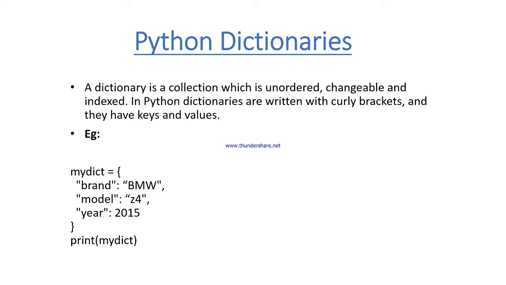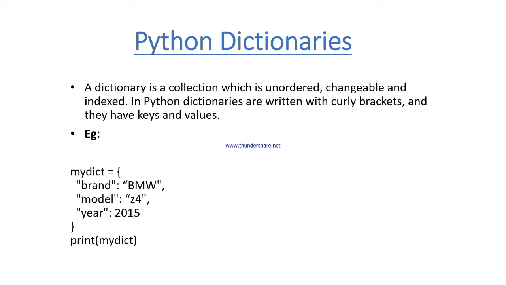This here is an example. My dictionary is basically a variable which is holding the value, and the value is being stored in the form of a key and value. If you access the key brand, then its value will be BMW. If you access the key model, then its value will be Z4, and if you access the key year, it will be 2015. But here we are printing my dictionary, so it will print the whole dictionary as it is, in the form you're seeing on the screen.